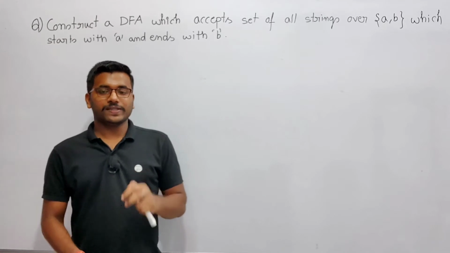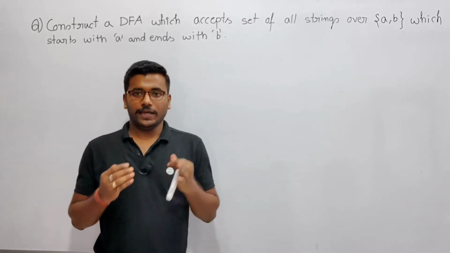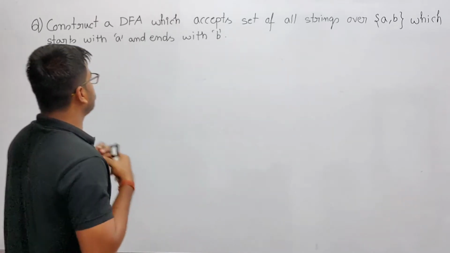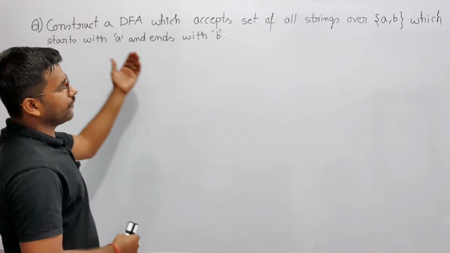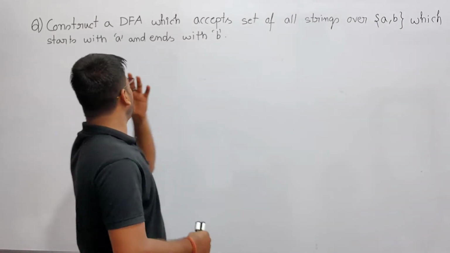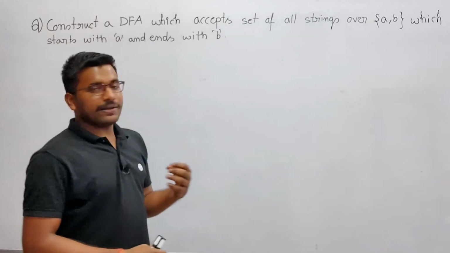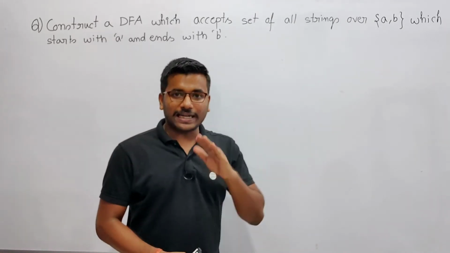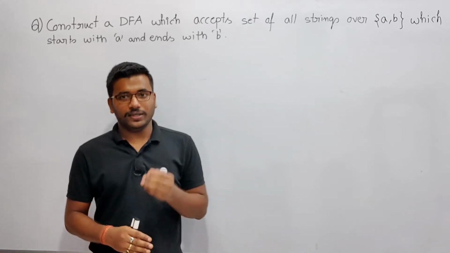In this lecture, we will see concatenation of a language as well as concatenation of two FA. Okay, so here if you see this question, we have directly constructed a DFA which accepts the set of all strings over a, b which starts with a and ends with b. So the language contains the set of all strings starting with a and ending with b. For this language we can construct in three ways.